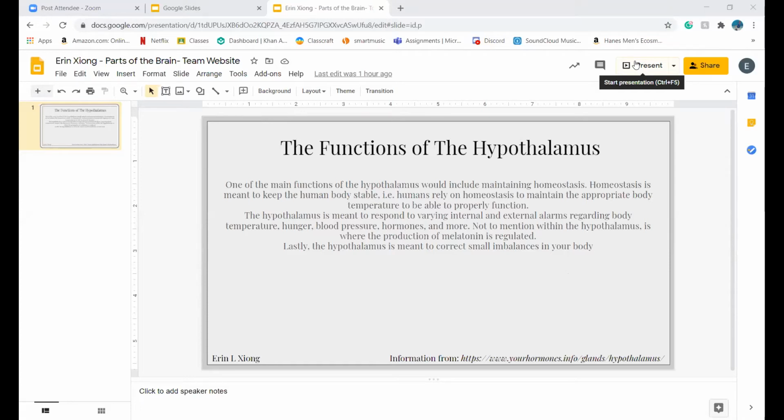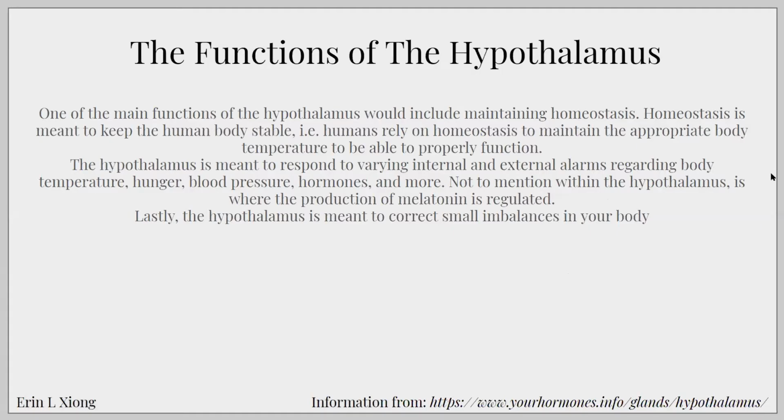The hypothalamus can maintain homeostasis. Homeostasis is meant to keep the body stable. For example, humans rely on homeostasis to maintain the appropriate body temperature for us to properly function. The hypothalamus is also meant to respond to varying internal and external alarms regarding body temperature, hunger, blood pressure, hormones, and more. Not to mention, within the hypothalamus is where the production of melatonin is regulated.